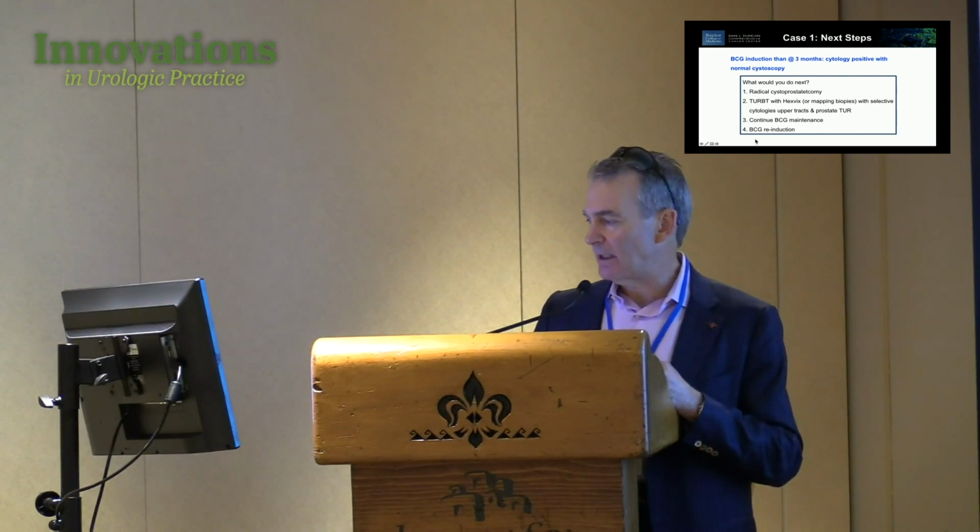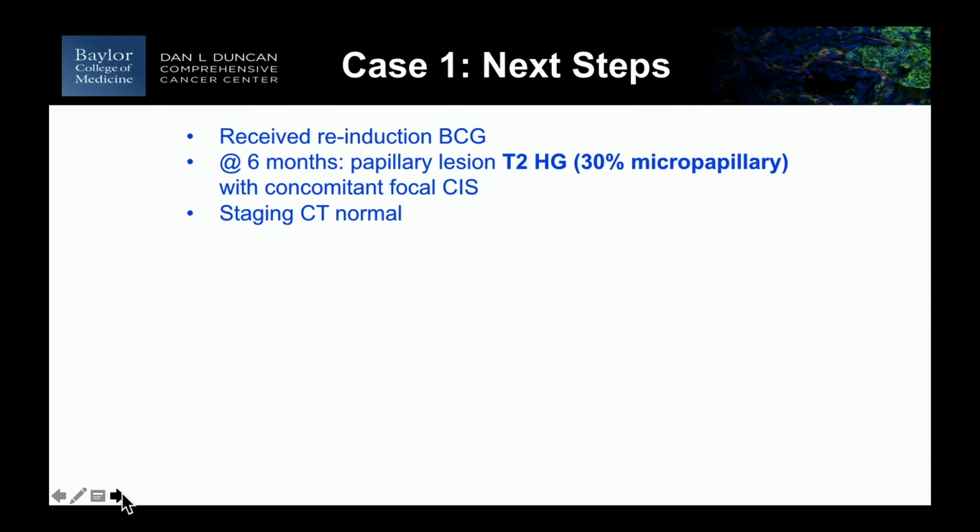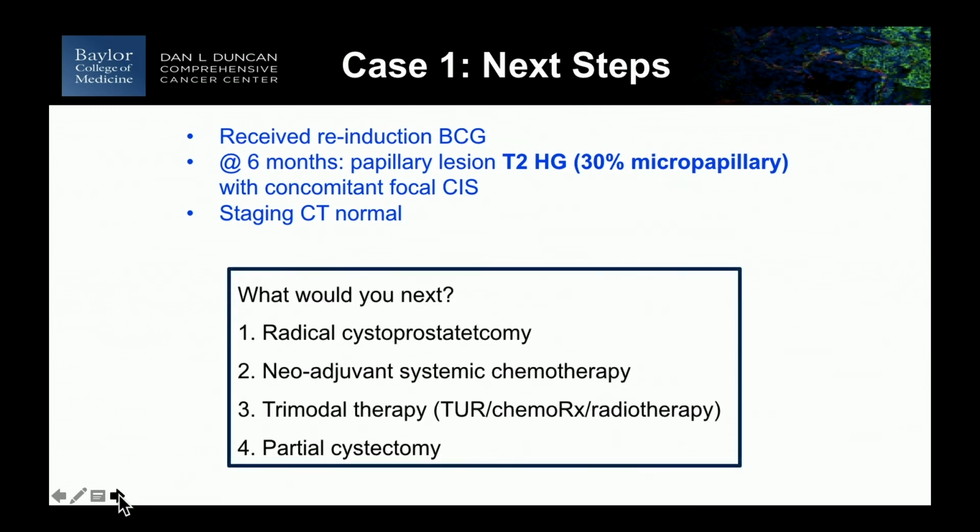So this patient went on to get additional BCG, but now he's got a T2 tumor. All right, so the aggressive phenotype is showing itself, and you could say, wow, that happened fast. And yes, it happens fast. This is a very aggressive variant. Fortunately, no evidence of metastatic disease. Now the question comes up, do you do chemotherapy, neoadjuvant chemotherapy?